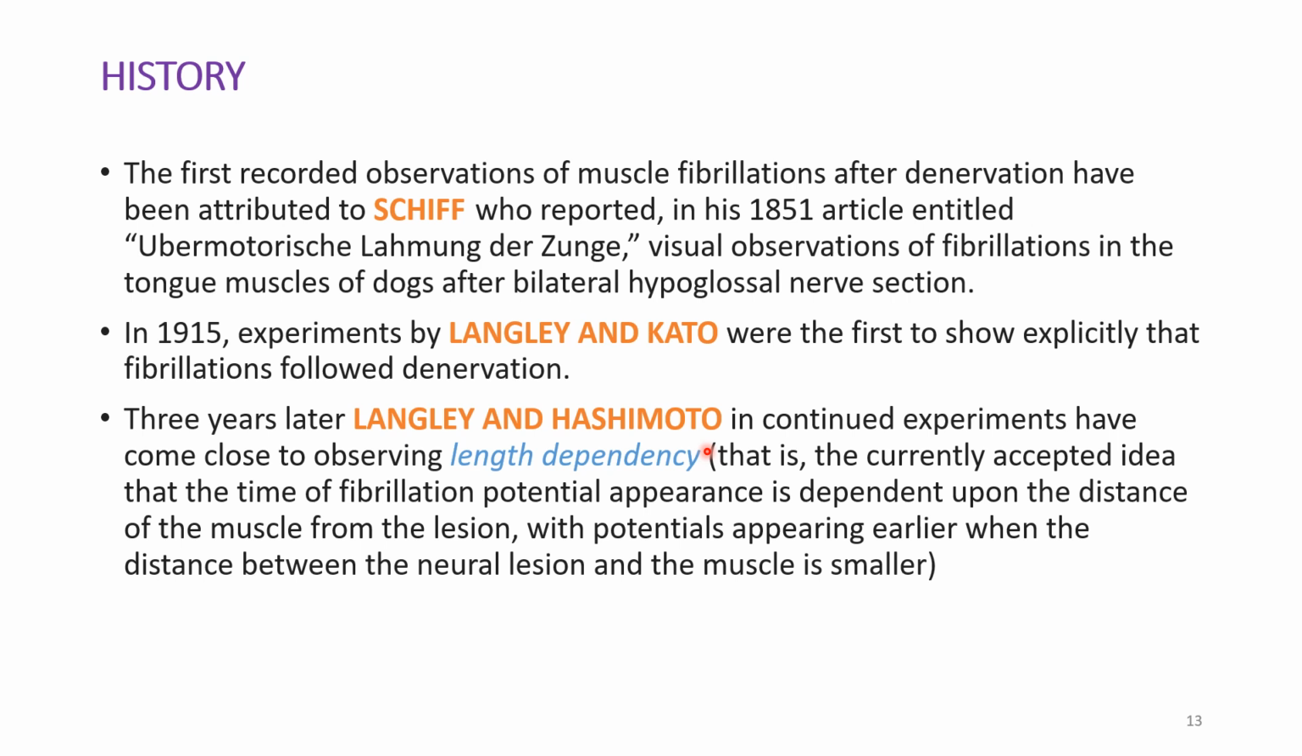Three years later, Lansley and Hashimoto continued the experiments on this topic and came close to observing the length dependency phenomenon. So what is this length dependency phenomenon in denervation? It is the currently accepted idea that the appearance of the fibrillation potential depends upon the distance of the muscle from the lesion. So when the distance between the neural lesion and the supplied muscle is smaller, the potential will appear earlier. So the fibrillations will appear earlier.